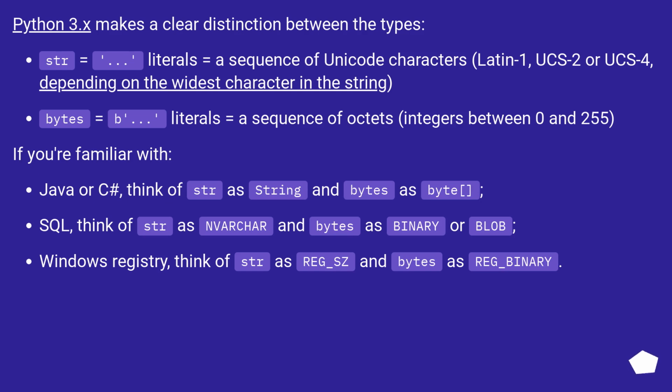If you're familiar with Java or C#, think of str as String and bytes as byte[]. SQL, think of str as NVARCHAR and bytes as BINARY or BLOB. Windows registry, think of str as REG_SZ and bytes as REG_BINARY.